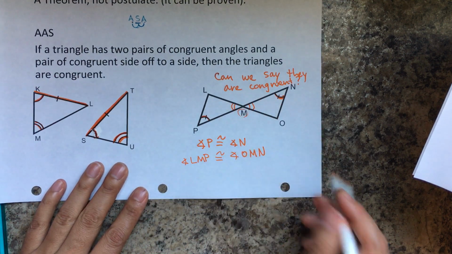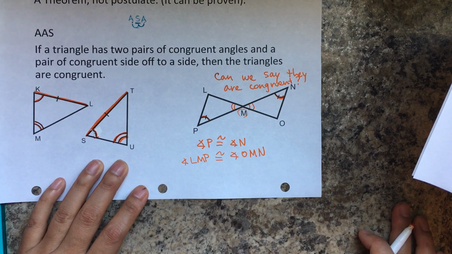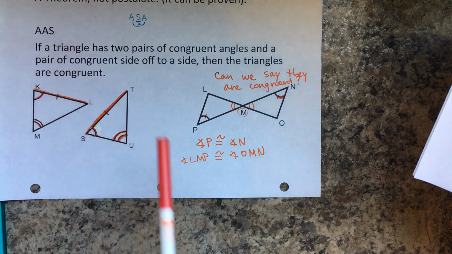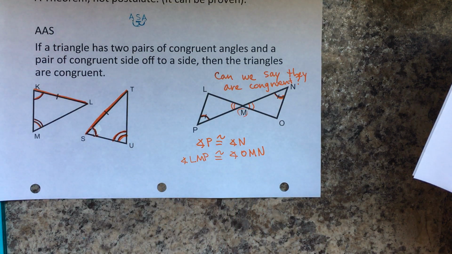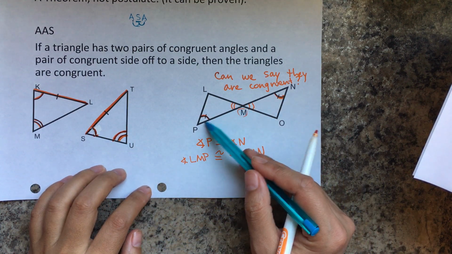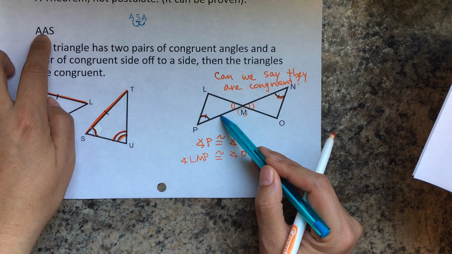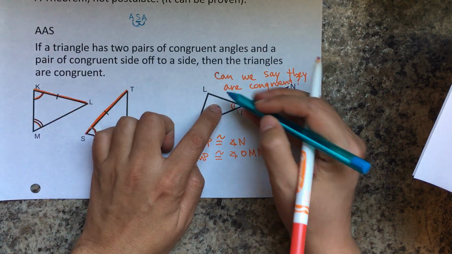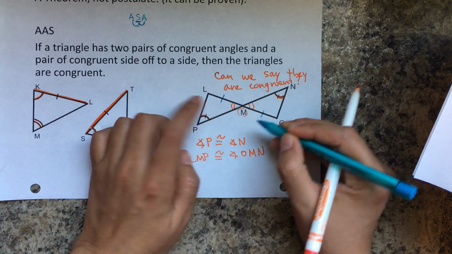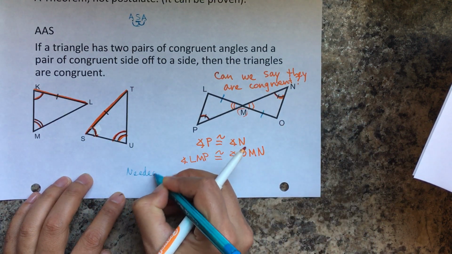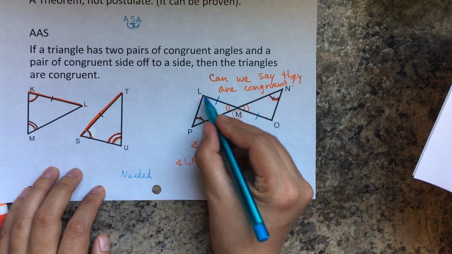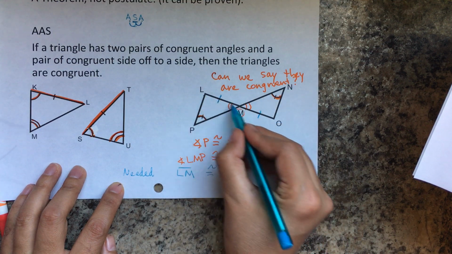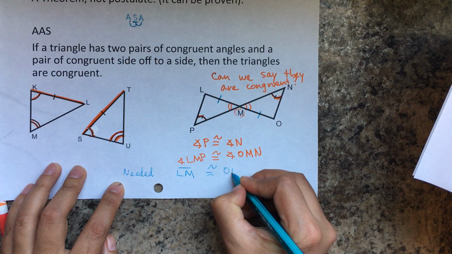And what else do we have in here? Well, we don't have anything. And so what we need is, for the angle, angle, side, we need one side. And it cannot be this side because that will make it angle, side, angle instead of angle, angle, side. So what we need is for this side to be congruent. So needed. We need for LM to be congruent to OM.